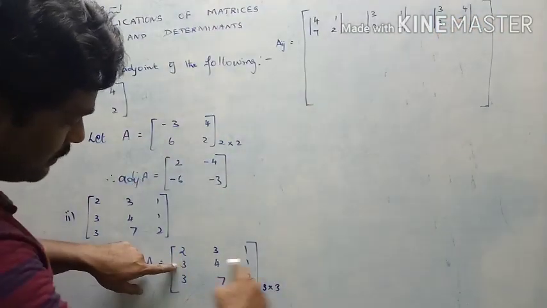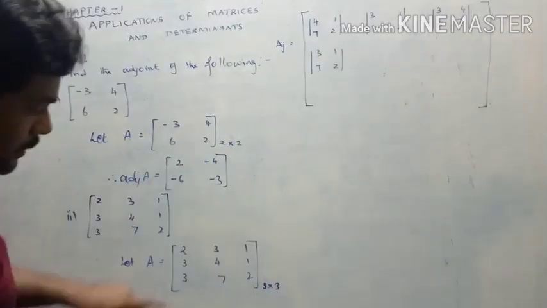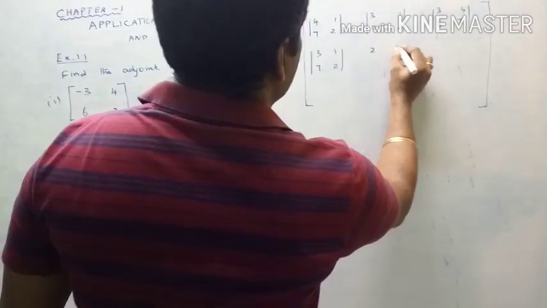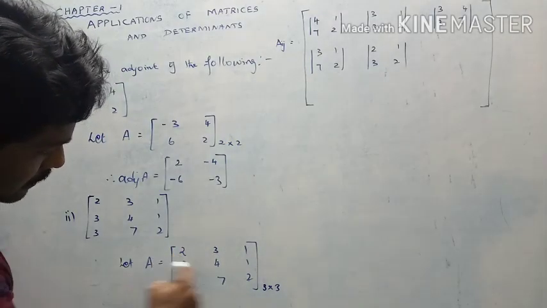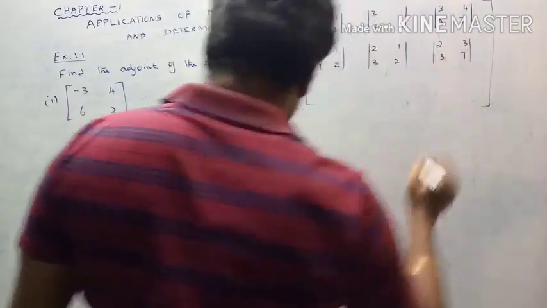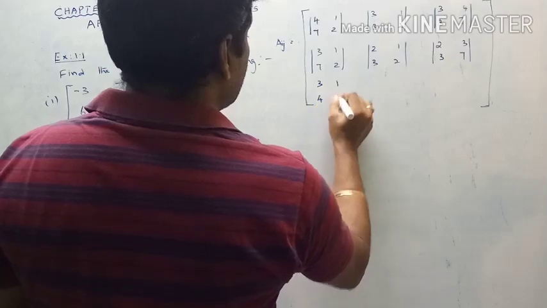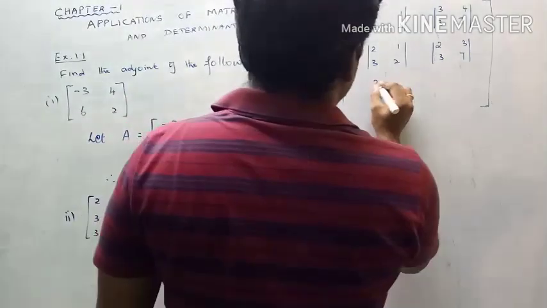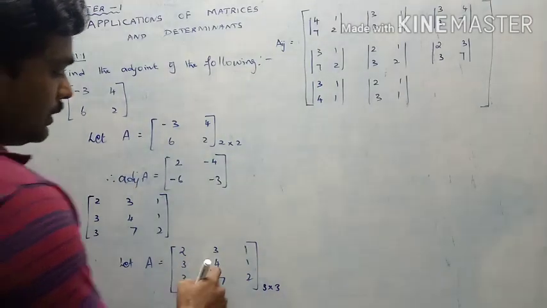For this element, just leave the respective row and column: 3, 1, 7, 2. For this one: 2, 1, 3, 2. For this one, leave the respective row and column: 2, 3, 3, 7. Put into determinant always. For this one: 3, 1, 4, 1. For this one: 2, 1, 3, 1. For the last element, leave the respective row and column: 2, 3, 3, 4.